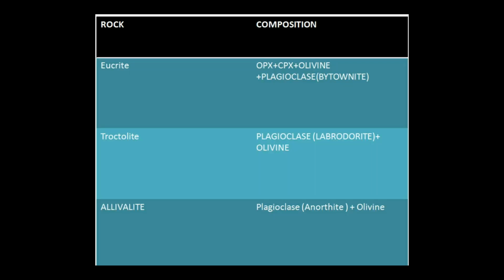Moving on to the next point, there are some special names of gabbroic rocks with high calcic plagioclase, like eucrite, which contains orthopyroxene, clinopyroxene, olivine and plagioclase. Next comes troctolite, which contains labradorite, which is a plagioclase, and olivine. And next comes allivalite, which contains anorthite, which is a purely calcic plagioclase, and olivine.